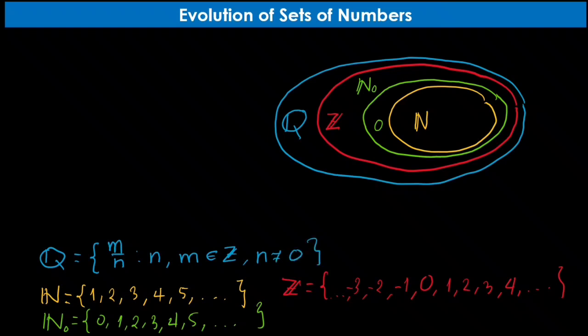So you can have any m like -2, -3, or any positive number like 5, and n could be any negative or positive number, as long as it's not 0. Then it will form a ratio like 2/3, 5/6, or anything like that. So this is the rational number.